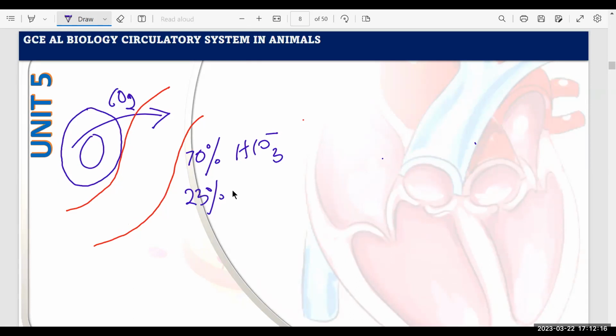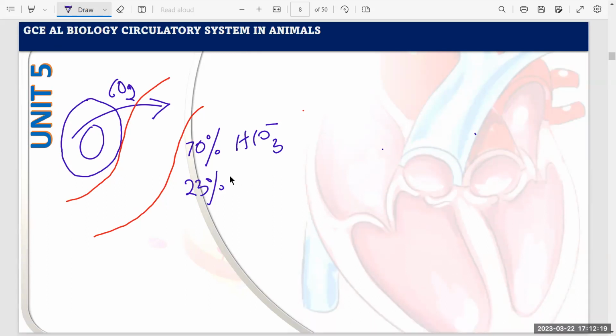But this binding to hemoglobin has no interference for oxygen binding. So it binds to the protein part of the hemoglobin, the globin part, and not the iron part of the hemoglobin. So this is called carbaminohemoglobin. And 7% is dissolved in the plasma.